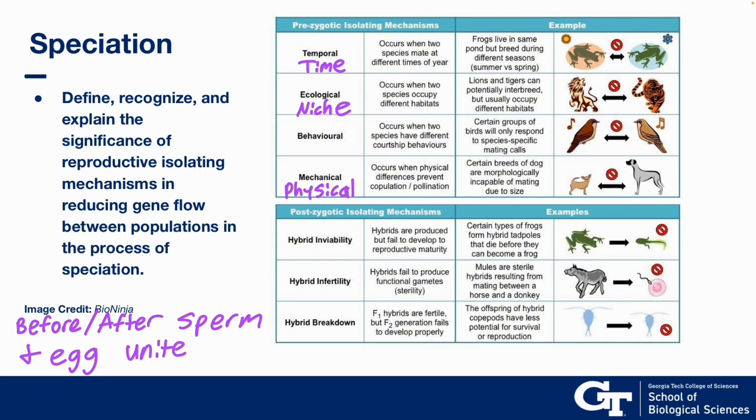Probably, but they're not going to because of that difference, so they're not going to breed. Sperm and egg don't unite. That's going to be before, and that's the behavioral type. And lastly is mechanical. So can these two breeds of dogs mate? No, because of a difference in physical size. So that's going to all be before sperm and egg unite.